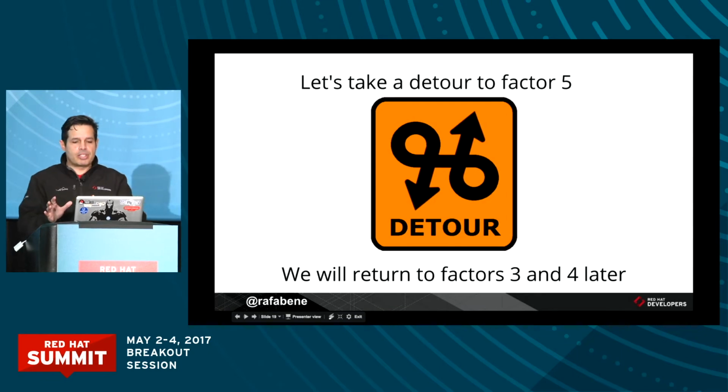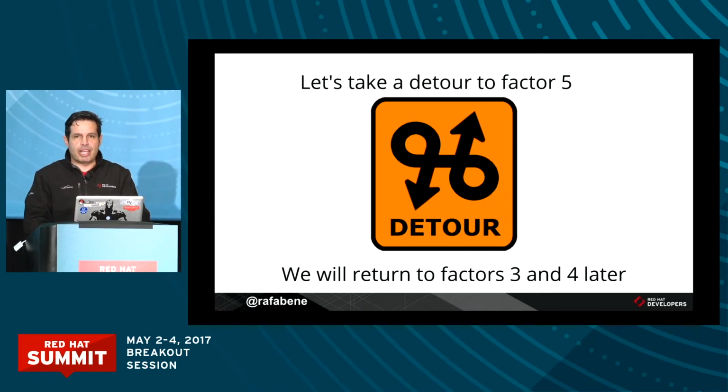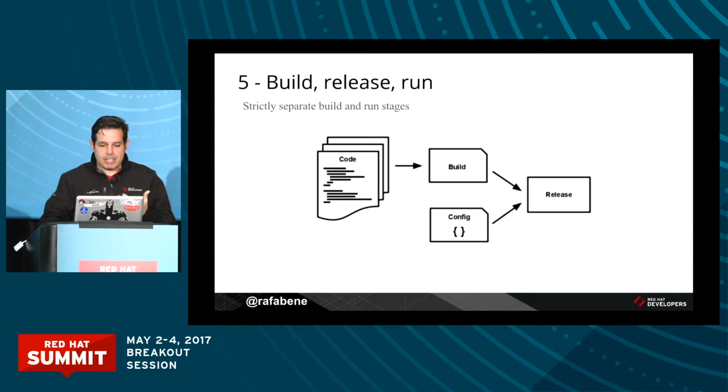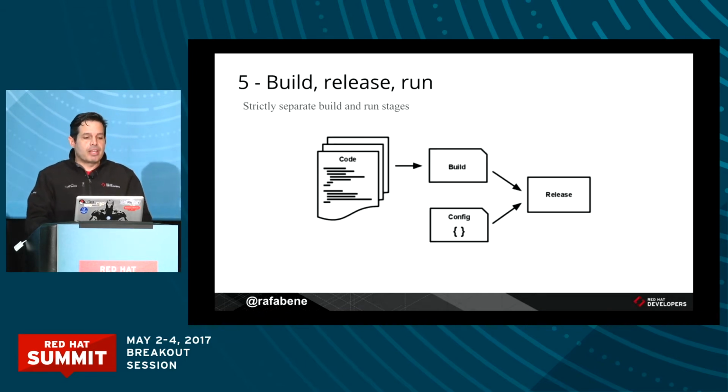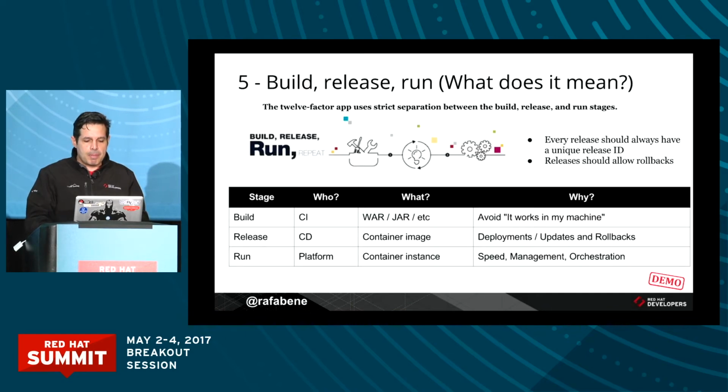But now let's take a detour to factor number 5. Then we will return to factors number 3 and 4 later, okay? Because it makes sense to explain those factors that way. Because factor number 5 tells us about build, release, and run, with a small description saying, strictly separate build and run stages. But what does it mean?